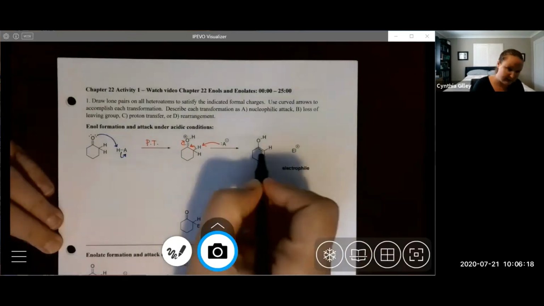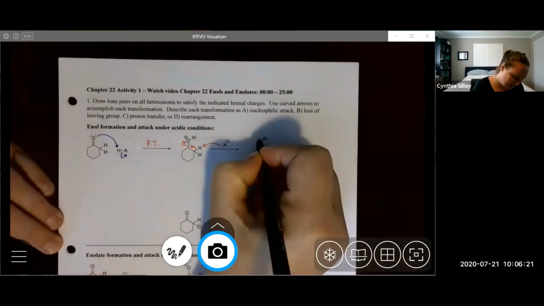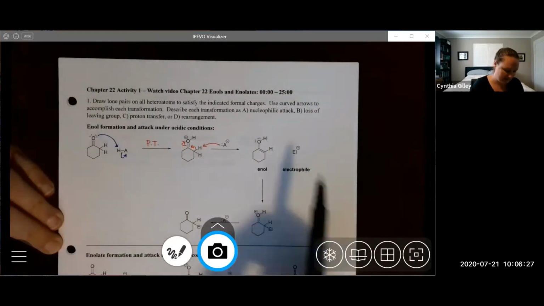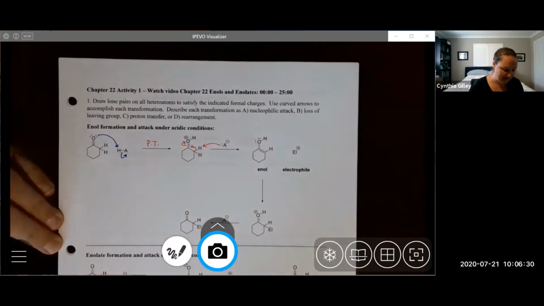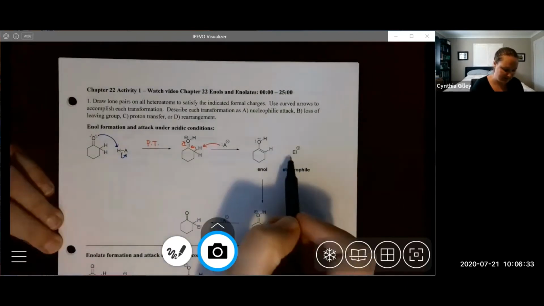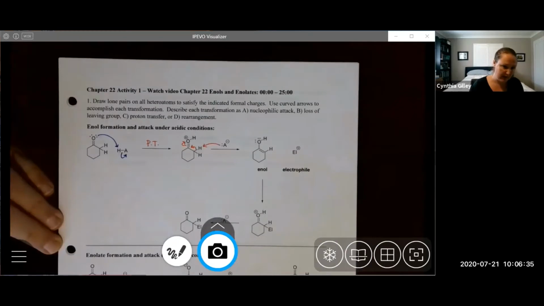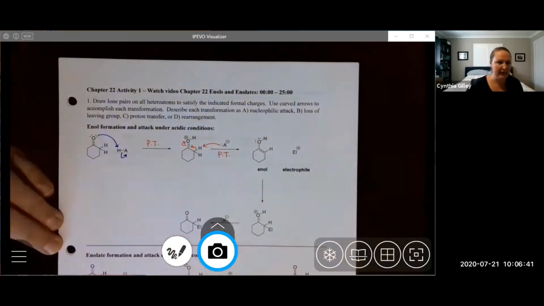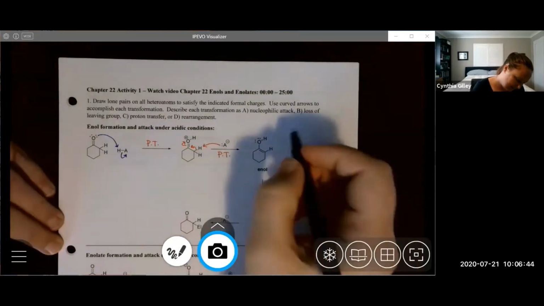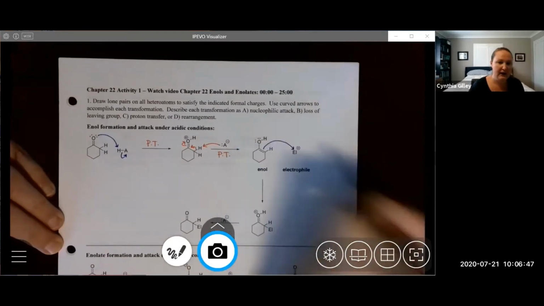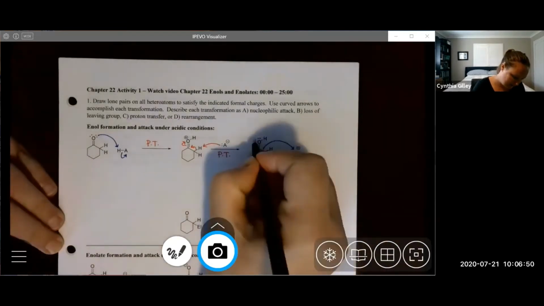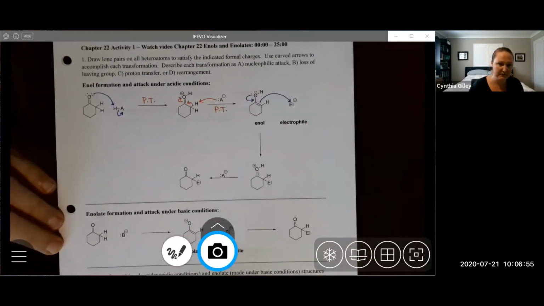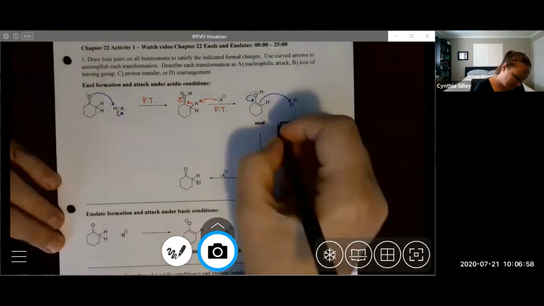But we know that pi bonds are nucleophilic. So once we've formed the enol, it can actually act as a nucleophile at this carbon that I'm pointing to, and attack an electrophile. And in this case, we're just using a generic electrophile. So by the way, this step was a proton transfer. And then we can have it attack the electrophile, and at the same time, we can use a resonance arrow here to get to the most stable resonance contributor. So this was a nucleophilic attack.